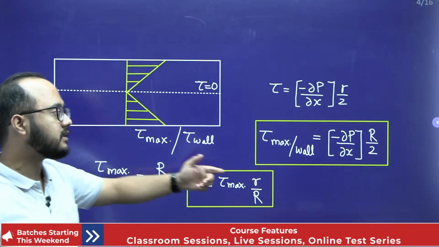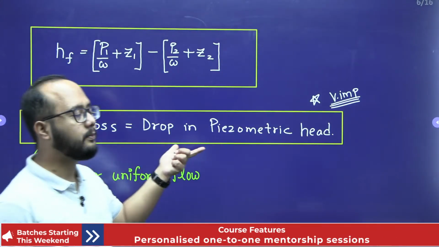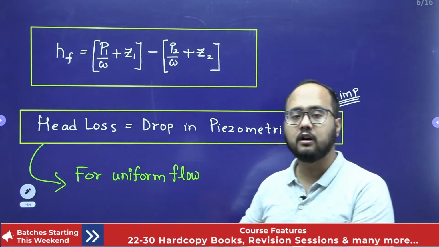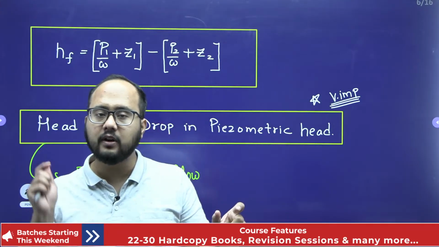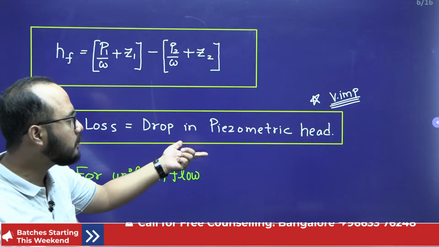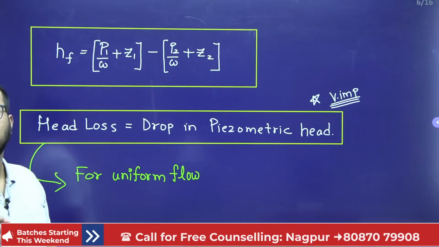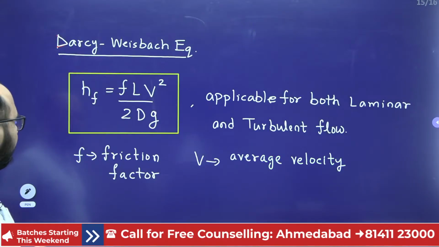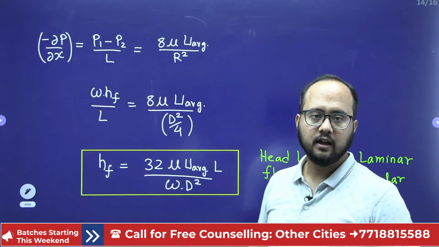Maximum shear stress will always be at the wall. After that, one more thing we have derived: head loss equals drop in piezometric head. Very important in the numericals of fluid mechanics. If you don't remember this concept, you will not be able to solve questions on fluid flow through pipes. Simple. Head loss equals drop in piezometric head. You will always be looking for formulas, but most of the time students miss this concept. From this concept you can easily solve the questions. You don't need many parameters like in the head loss formula that we derived here, where viscosity and most other things are required.